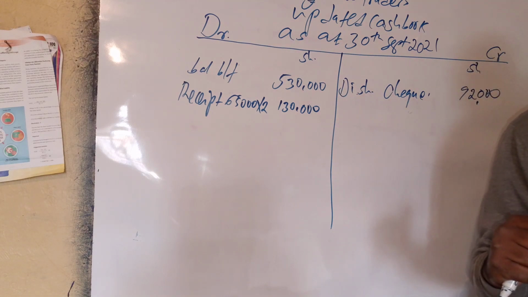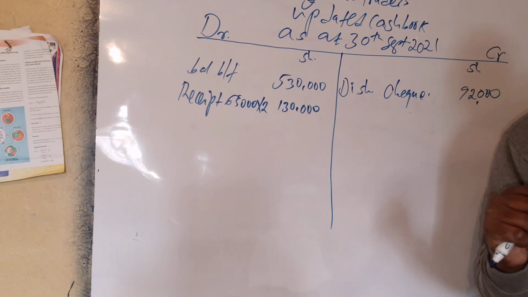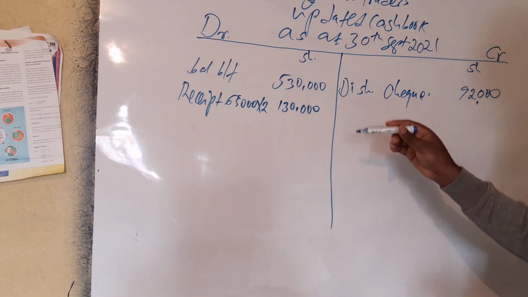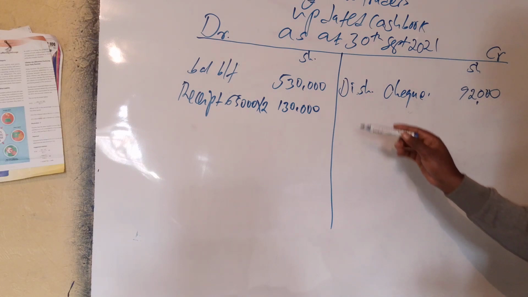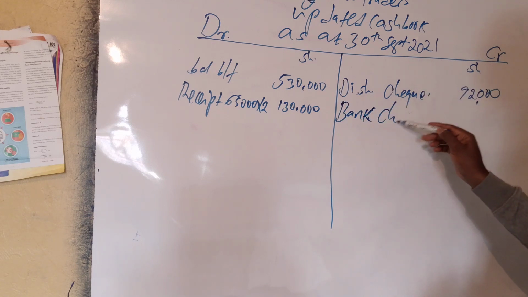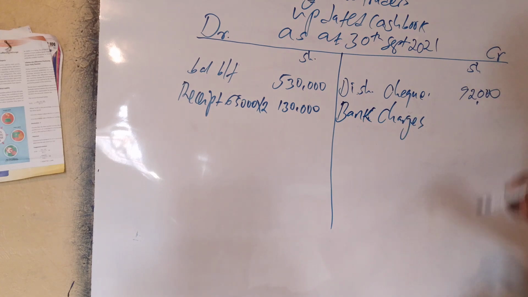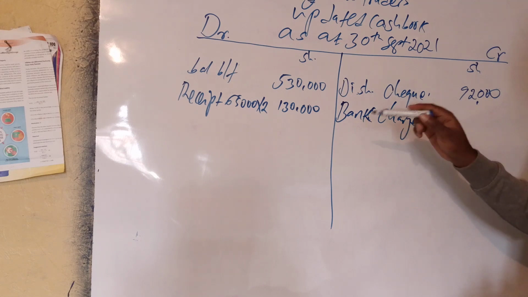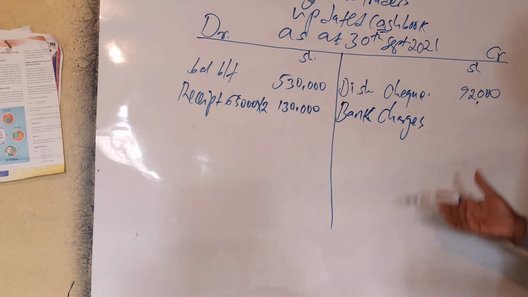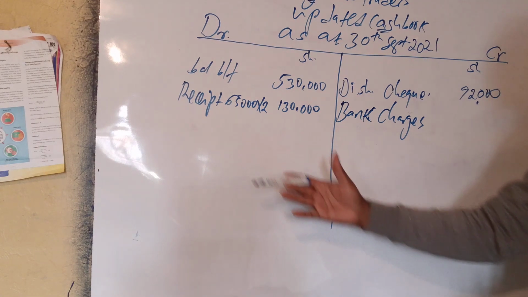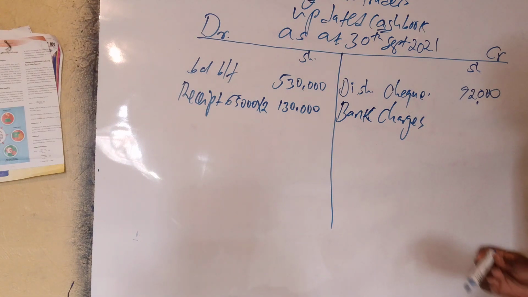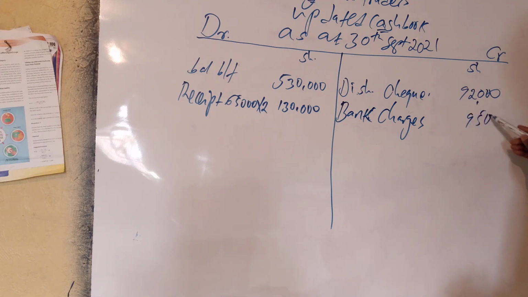Number 3: bank charges amounting to shillings 9,500 were reflected in the bank statement only. Yes, it means there were charges that we have been charged, and that reduced our money. Bank charges, we credit. Anything that reduces your money, you are supposed to credit in your cash book, because cash is an asset. Increase in asset, we debit. Decrease in asset, we credit. So this bank charge was 9,500.